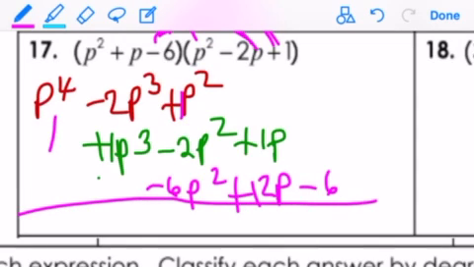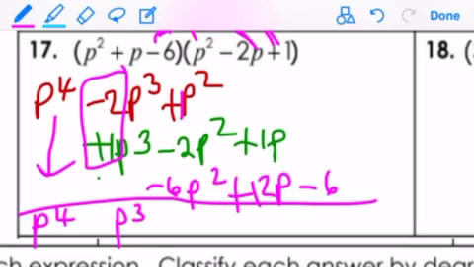All right, so p to the 4th, there's no other p to the 4th, so I'm just going to write it. Okay, then when we're doing p to the 3rd, they're still going to stay p to the 3rds. You are just looking at the coefficients. -2 plus 1 is -1, so minus p to the 3rd. If that bothers you, you can add the 1 there, that's fine. Okay, but it's really just p to the 3rd.